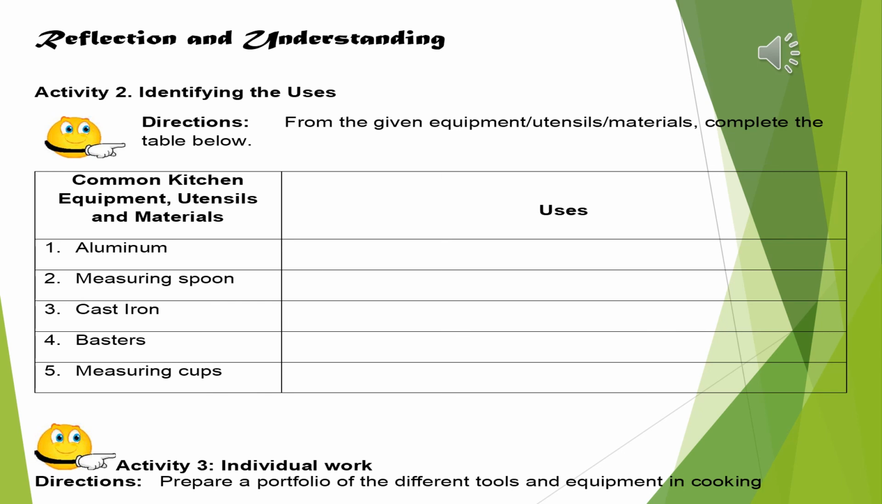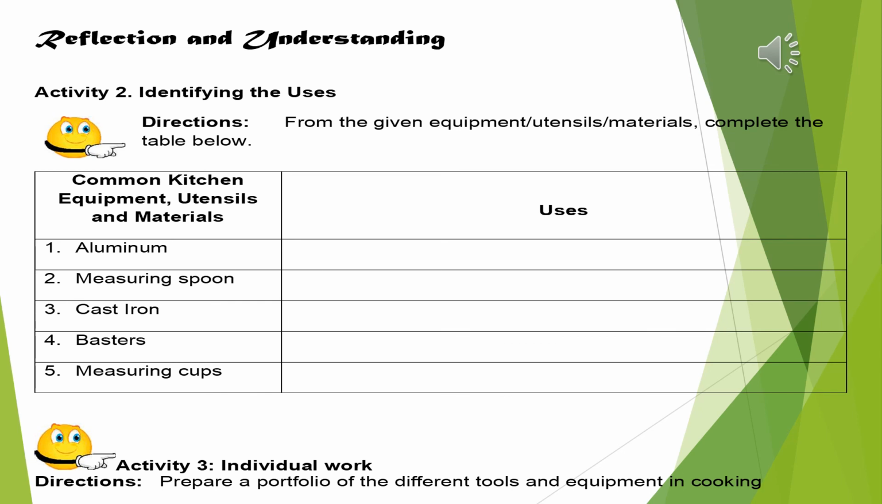For number 1, we have aluminum. For number 2, we have measuring spoon. For number 3, we have cast iron. For number 4, we have bastos. For number 5, we have measuring cups. Now, what are their uses? Write it down on one whole sheet of paper.